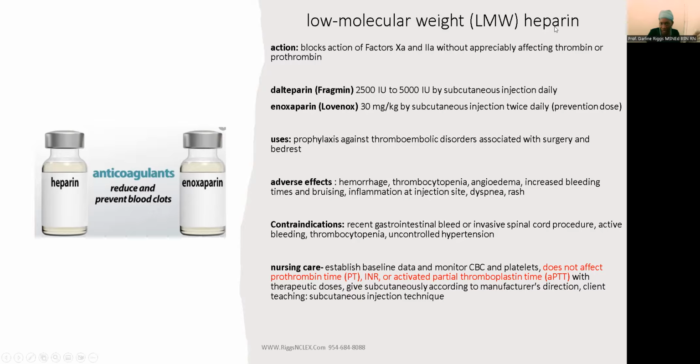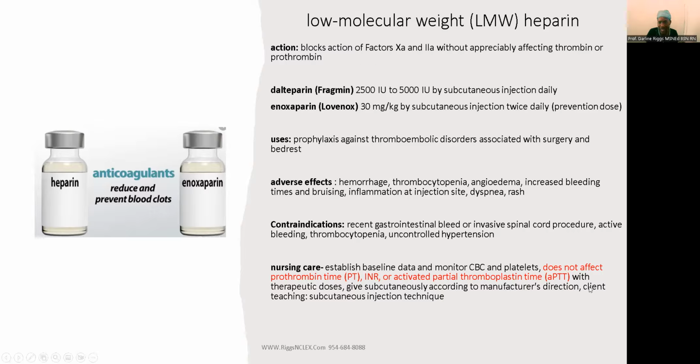So low molecular heparins, your enoxaparin, your dalteparin. Please work on generic names, not brand names, though you are probably more familiar with the brand names. You have to undo that. Moving forward, you're studying generic names. So be familiar with enoxaparin, dalteparin. That's your new vocabulary. They're going to block certain factors, factor Xa, without causing the blood to be so thin that the client bleeds out. They don't affect thrombin or prothrombin. That's why you don't need PT.